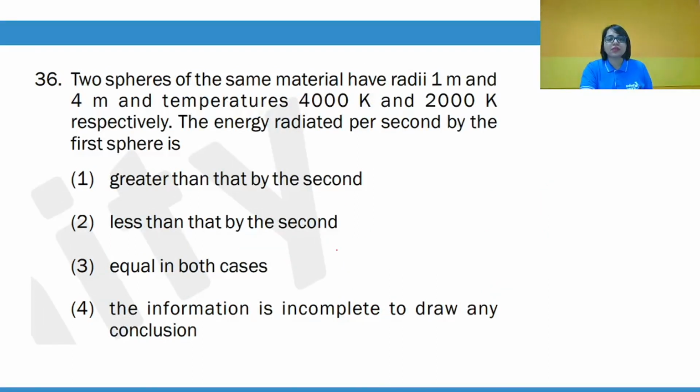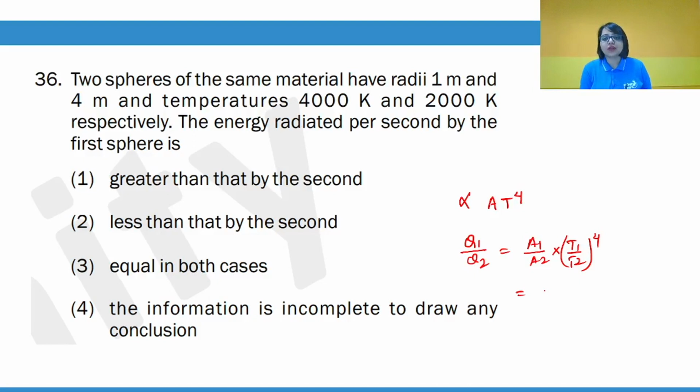Two spheres of the same material have radii 1 meter and 4 meter and temperatures 4000 Kelvin and 2000 Kelvin respectively. So the energy radiated per second by the first sphere is. Energy radiated per second is directly proportional to area into temperature to the power 4. So area is directly proportional to radius squared. So you can write Q1 upon Q2 is equal to A1 upon A2 into T1 upon T2 to the power 4.